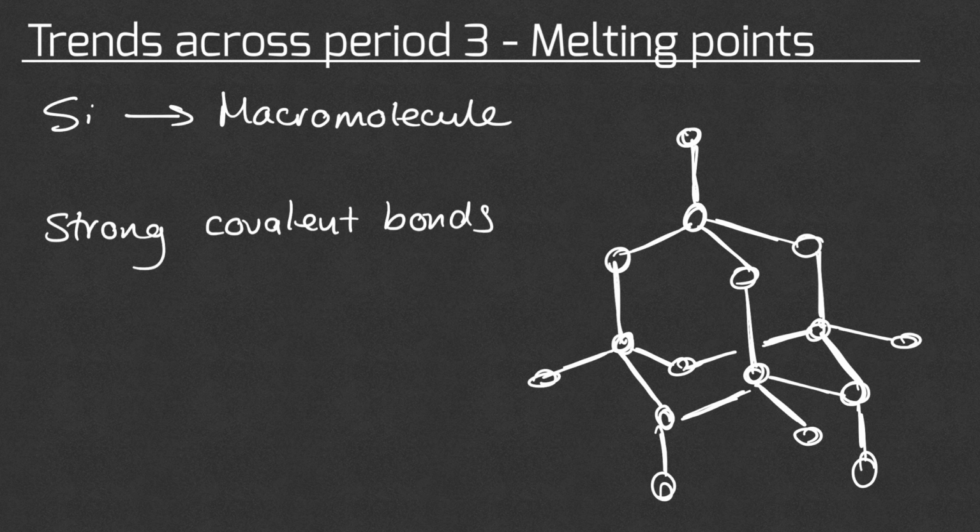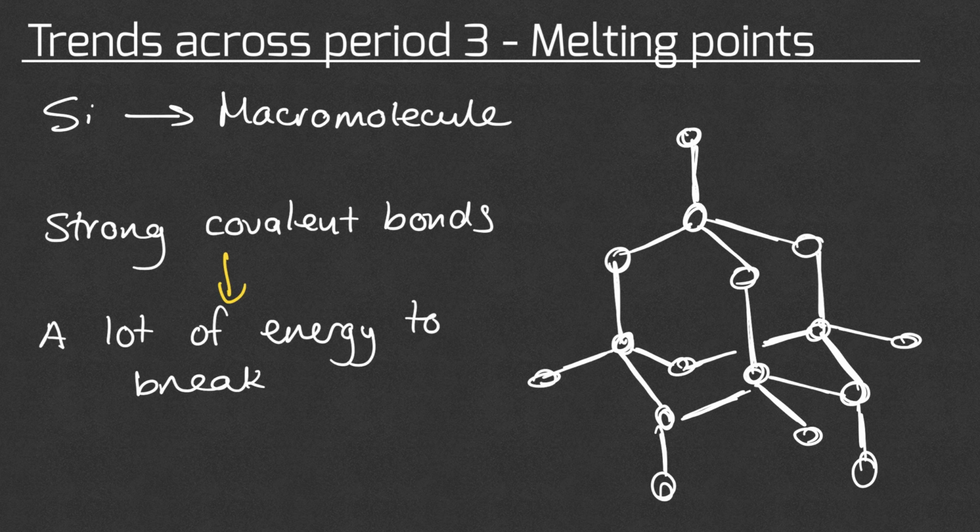Now we know that covalent bonds are very strong, which means they require a lot of energy to break. Since silicon is a macromolecule, if you wanted to melt silicon, you would have to break the covalent bonds. There are no intermolecular forces to overcome here. Therefore, to melt it, you've got to break strong covalent bonds, and that would require a lot of energy, hence a high melting point.